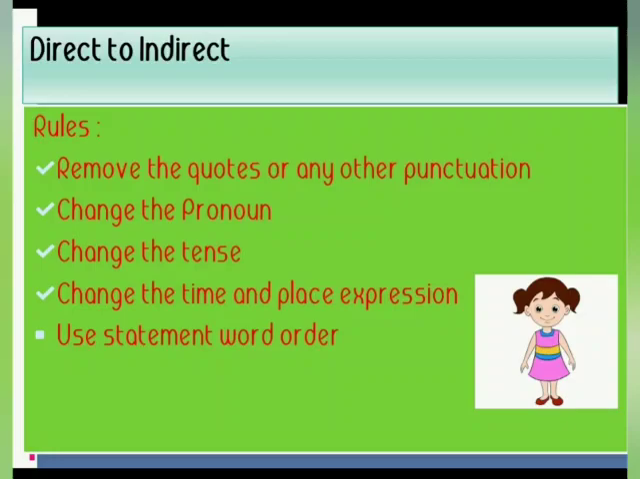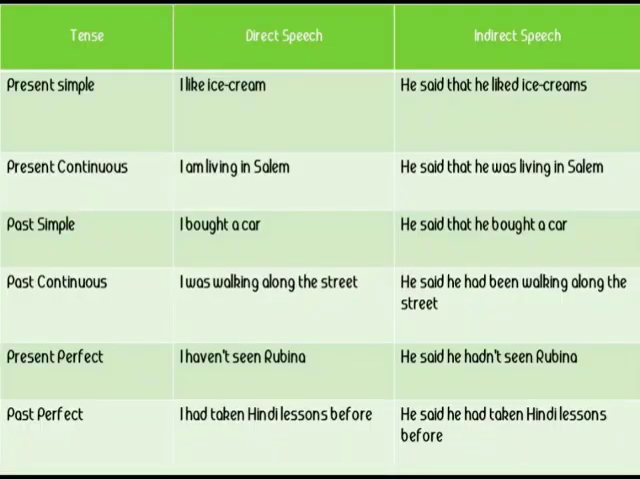The tense. When you change direct speech into indirect speech in simple present: I like ice cream. When changed into indirect, he said that he liked ice cream. Present continuous. I am living in Salem. When changed to indirect, he said that he was living in Salem. Past simple. I bought a car. He said that he bought a car. Past continuous. I was walking along the street. He said he had been walking along the street.